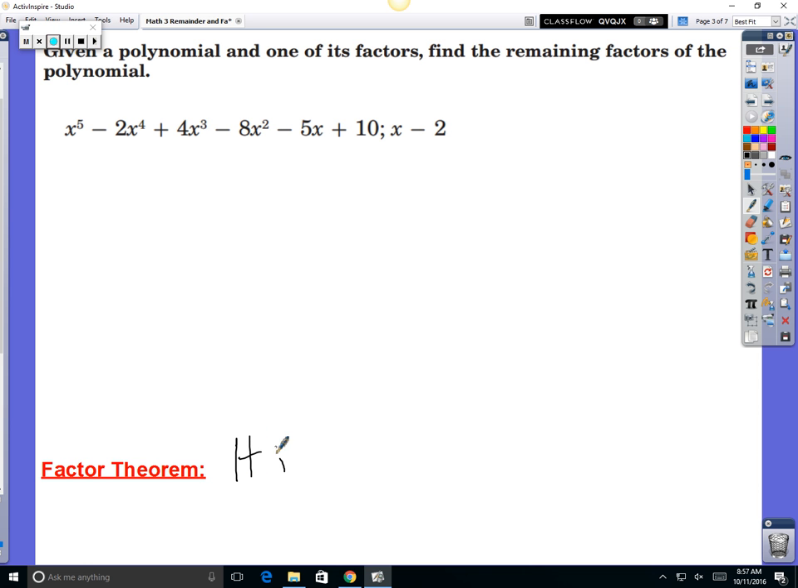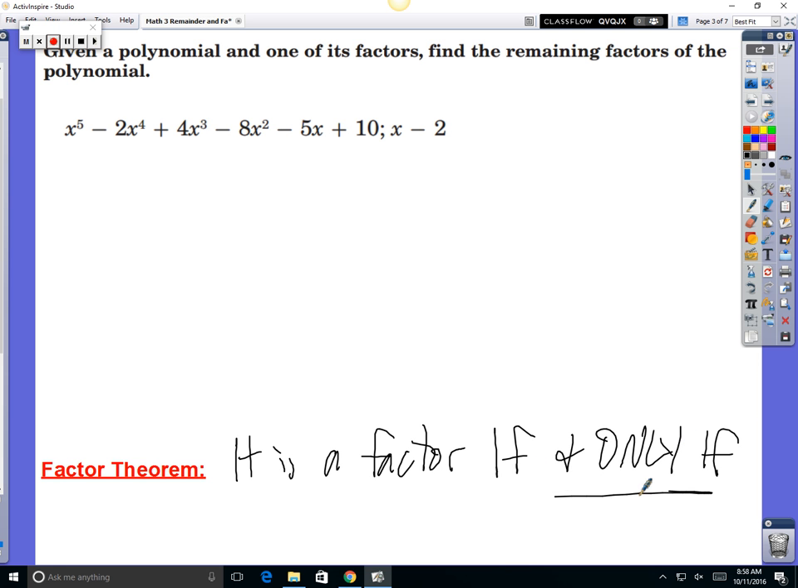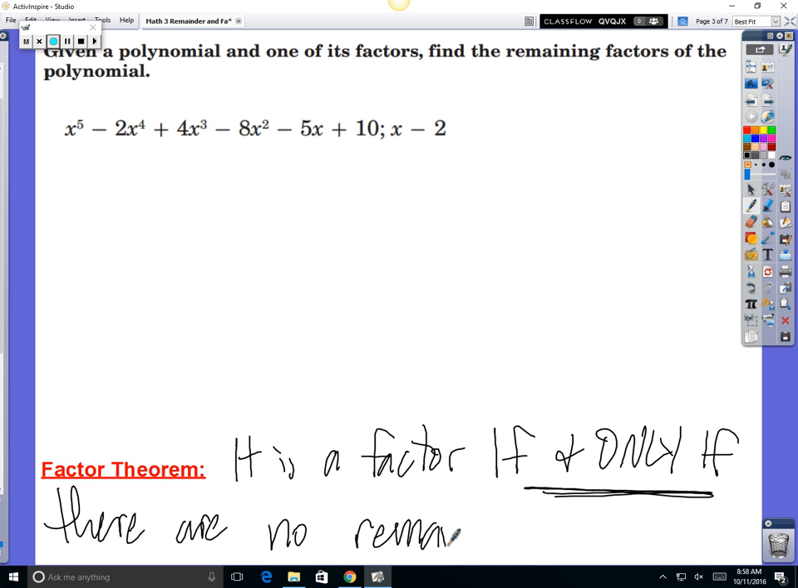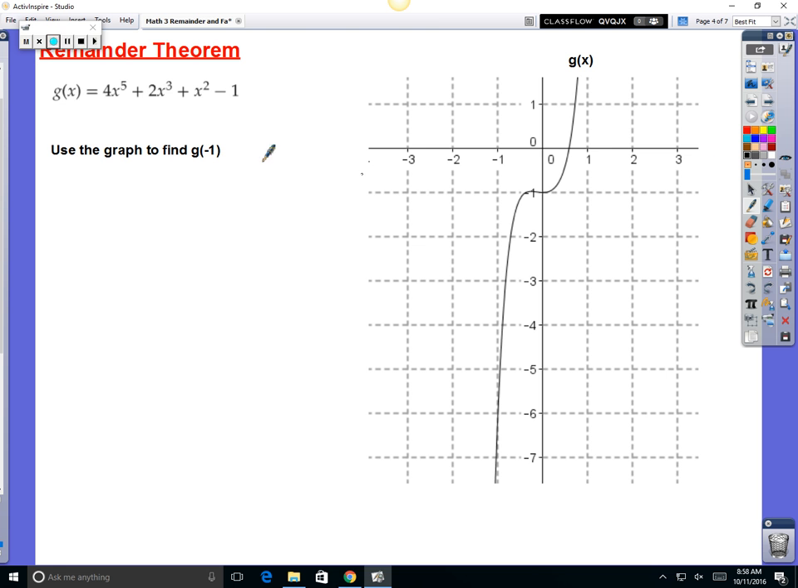There we go. It is a factor if and only if, that's a big deal, there are no remainders. No remainders. Okay, now we got to talk about remainders. We did. This is where we left off. So it's a factor if and only if there's no remainders. Now let's go to the remainder part. Right here. Okay, your remainder.